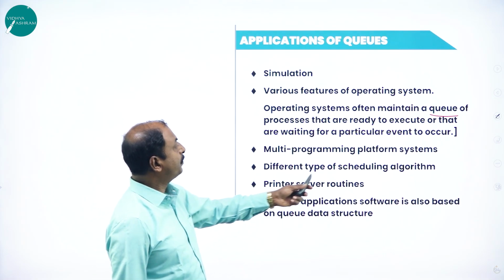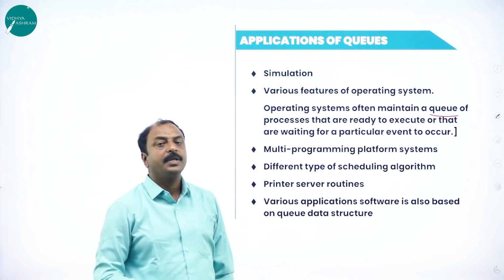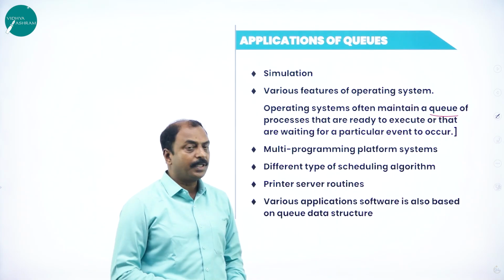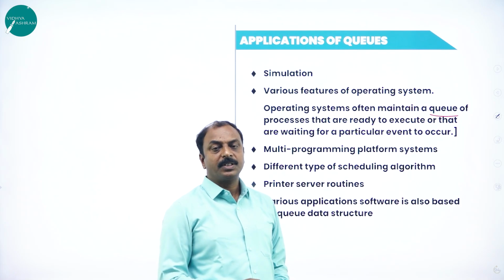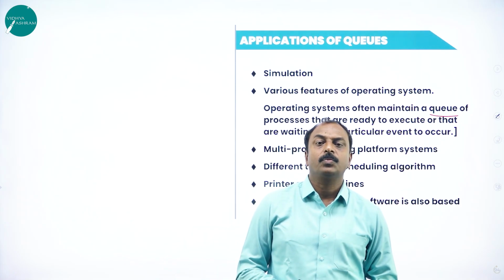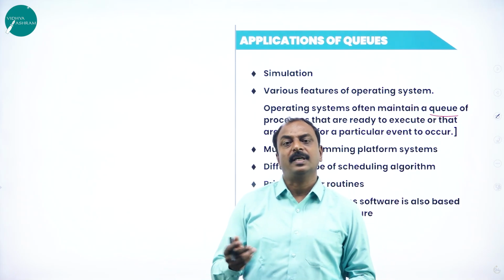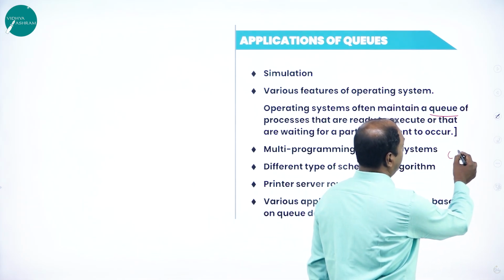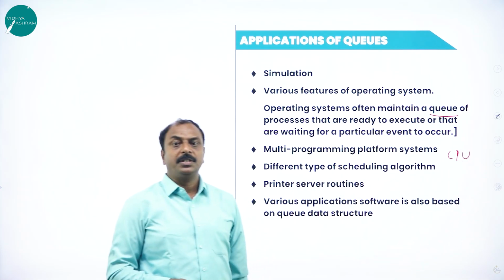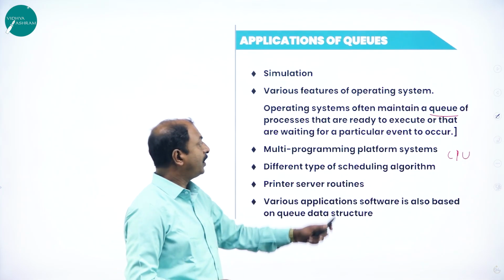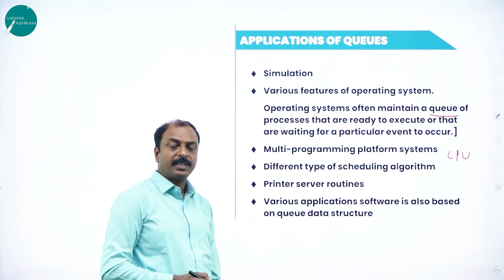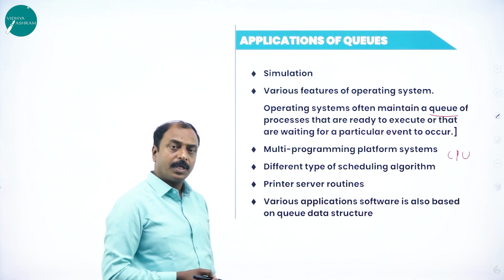Next one is multi-programming platform systems. It supports a multi-programming platform. What is multi-programming here? The CPU supports the execution of more than one program simultaneously. In that way, the CPU allots an equal amount of time to all the programs. That is multi-programming, and that is also an application of queue.